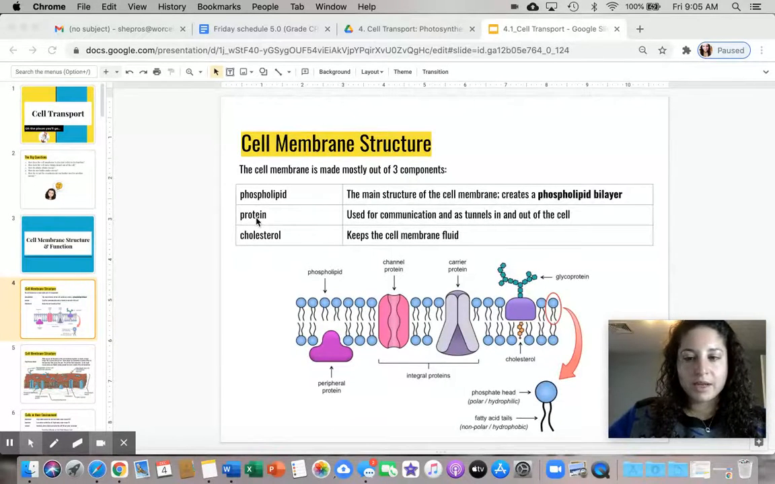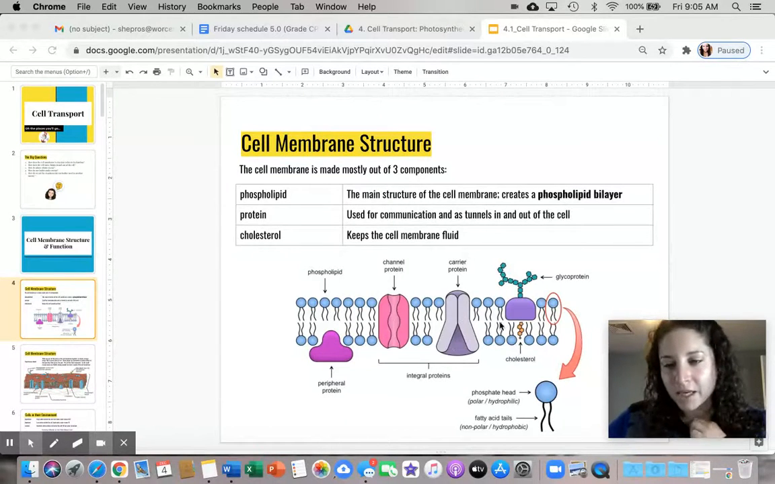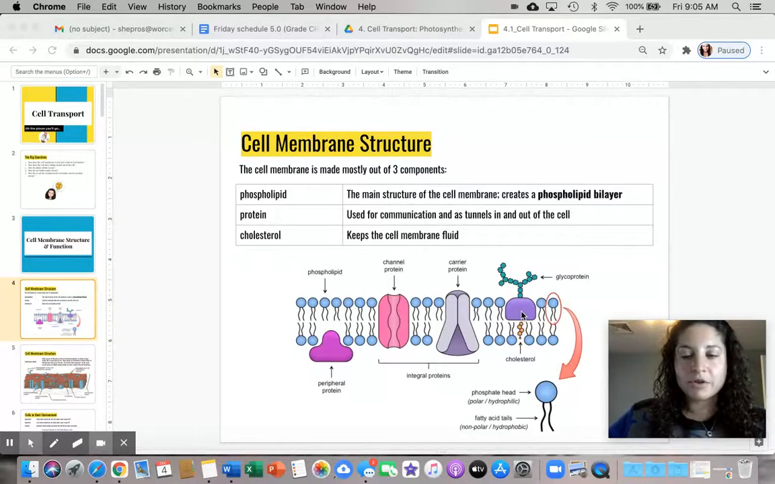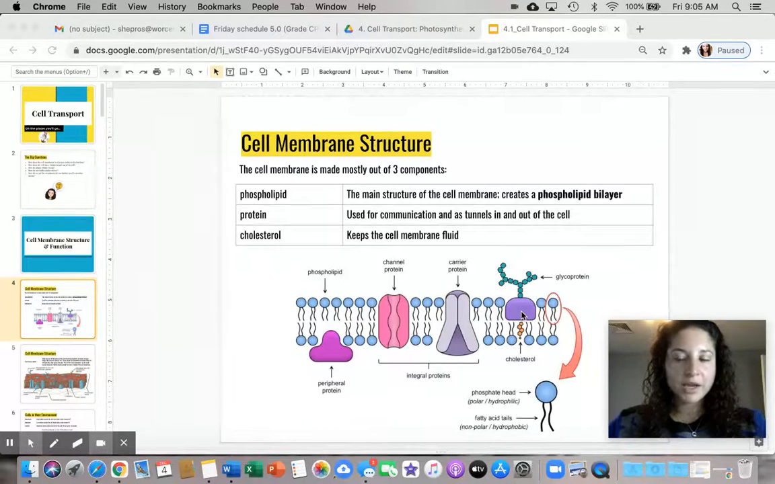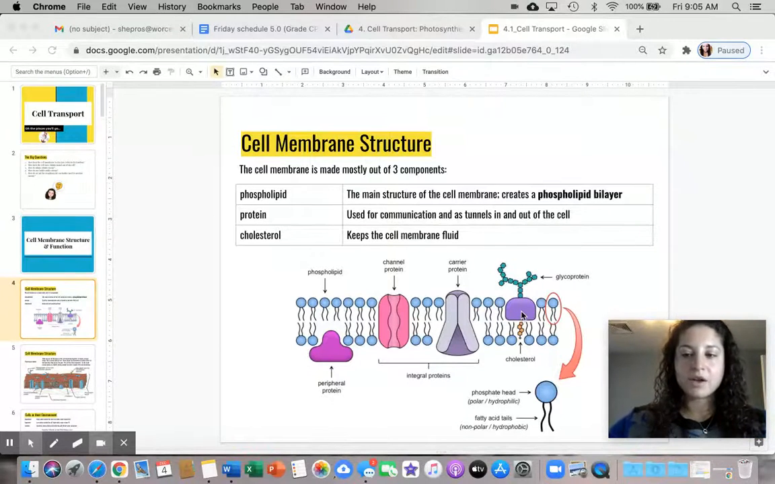Now, as well as phospholipids, we also have different types of proteins. So in this picture right here, we have this type, here's another type of protein, third type of protein, and a fourth type of protein, this purple thing right here. Proteins are used for many different functions. Most of the time, it's either to communicate a message from outside the cell to inside the cell or vice versa. It's also used to help molecules pass through the cell membrane, acting as a tunnel for them to pass through that phospholipid bilayer without having to interact with those molecules.